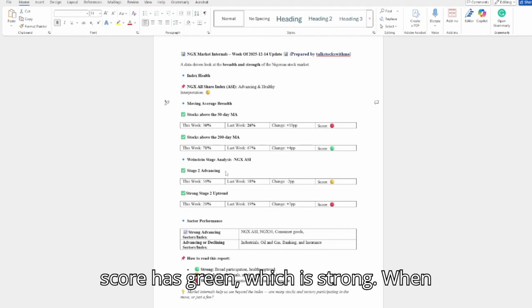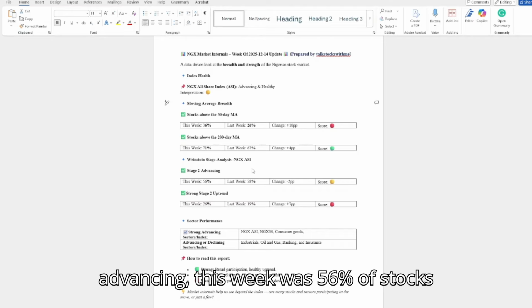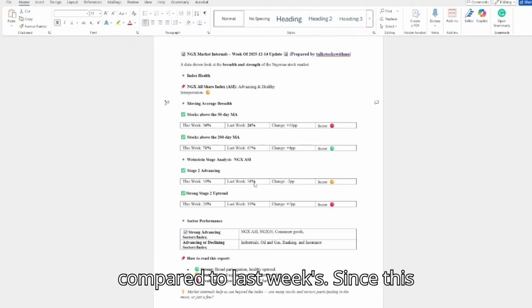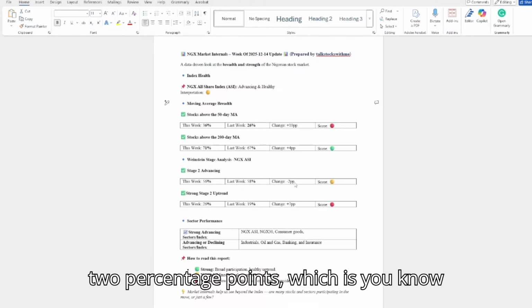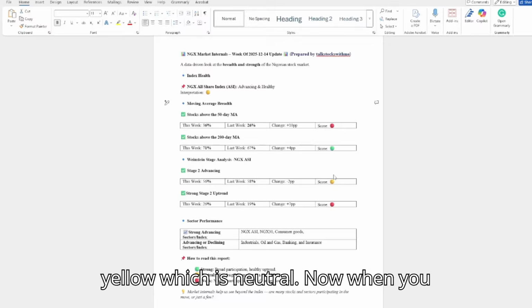When I look at how many stocks within that ASI are actually advancing, this week was 56% of stocks that I could see were advancing, compared to last week's 58%, which is roughly flat or negative by 2 percentage points, which is basically noise. And I scored this as yellow, which is neutral.